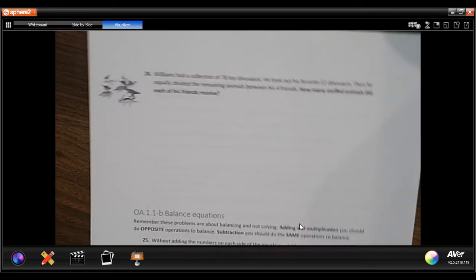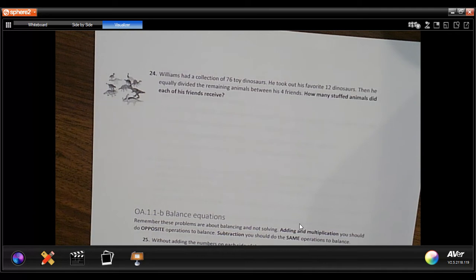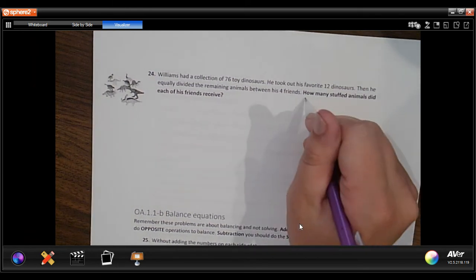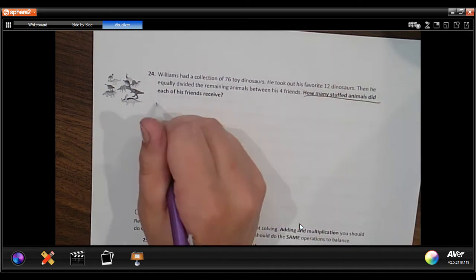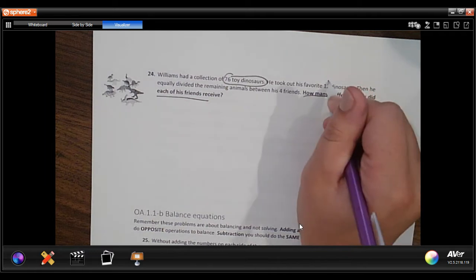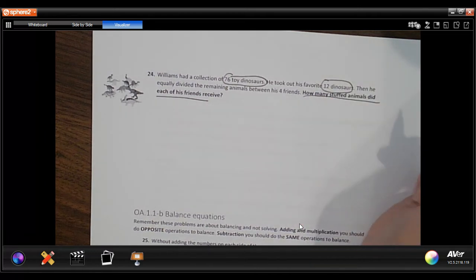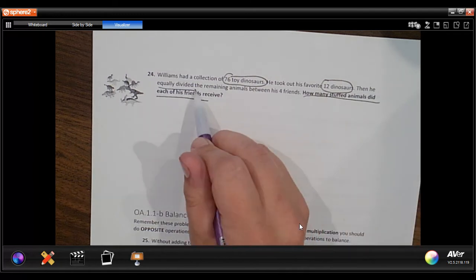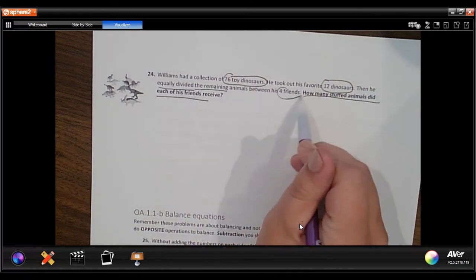Number 24. Williams had a collection of 76 toy dinosaurs. He took out his favorite 12 dinosaurs. Then he equally divided the remaining animals between his 4 friends. How many stuffed animals did each of his friends receive? So I'm going to underline how many animals did each of his friends receive. Circle 76 toy dinosaurs. Circle 12 dinosaurs. I'm going to underline equally divided them, the remaining animals between his 4 friends.